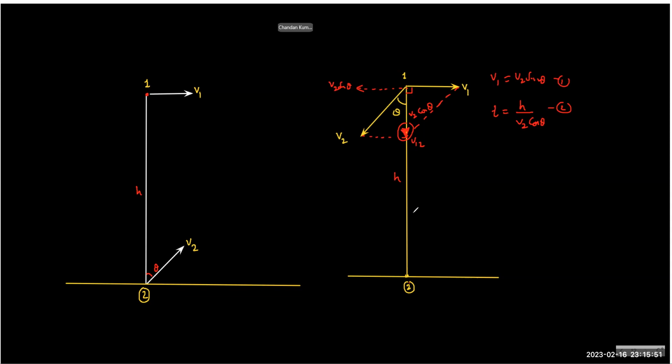Sir, can we solve this using a displacement vector diagram? Yeah, we are going to solve that way. So that's the next method you can see.